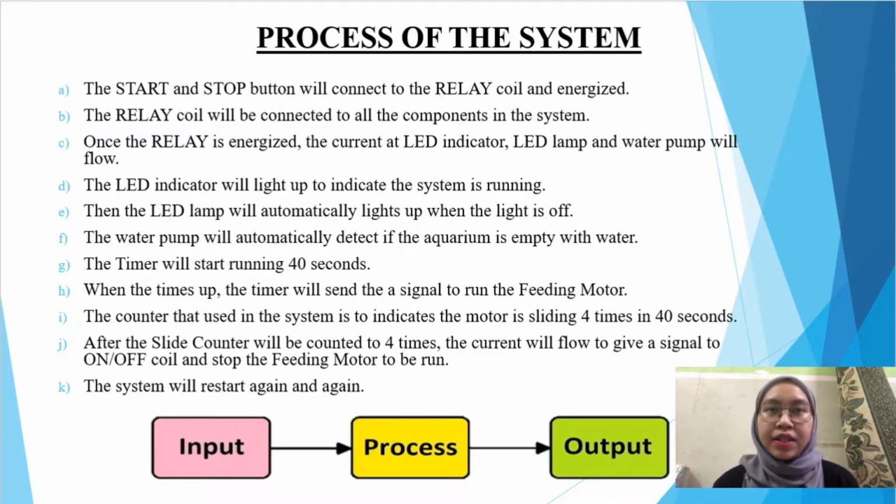First, the start and stop button will connect to the relay coil and energize it. The diagram starts by pushing the start button, and the current will flow through the stop button because it is normally closed, and energize the relay. Then the relay coil will be connected to all the components in the system. Once the relay is energized, the current to the LED lamp, LED indicator and water pump will flow. First, the LED indicator will light up to indicate the system is running.